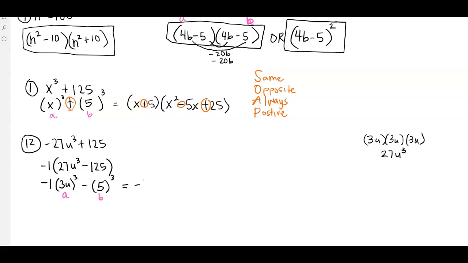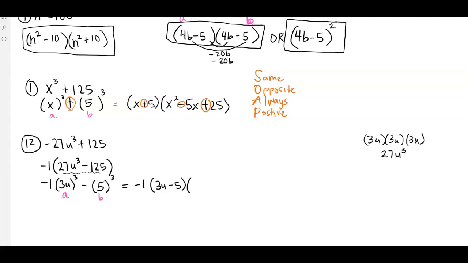So if I say, okay, I've got negative 1, and then in my first parenthesis, well, let's use SOAP to help us figure this out with the signs, all right? So it started off as a positive, but then we factored out that negative 1, so we're really looking here at what's happening. And so we have to say, okay, the first sign's going to be the same. So I'm going to have in my first parenthesis a, and then minus the b. So the 3u minus 5, the a minus the b.